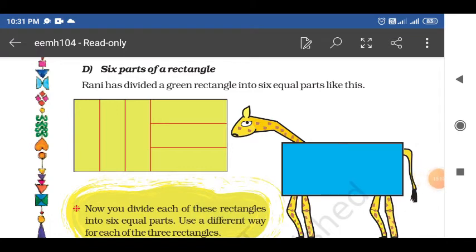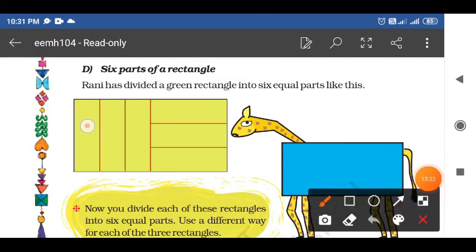Now see here, 6 parts of a rectangle. Rani has divided a green rectangle into 6 equal parts. See, she divided a rectangle into 6 equal parts: 1, 2, 3, 4, 5, 6. So like that only, you have to divide this blue rectangle into 6 equal parts.